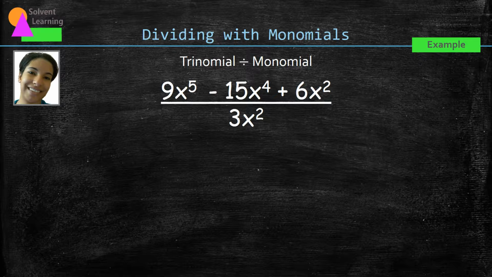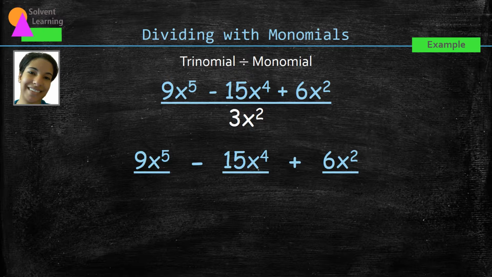In this next example, we're dividing a trinomial by a monomial. It's already set up as a fraction for us, but we're going to take this one fraction and separate it into 3 smaller fractions. So the trinomial that we have in the numerator, each of those terms will become the numerator of its own fraction. So we'll set it up like this. And then the 3x squared, that's written as the denominator, will become the denominator of each of those 3 fractions.